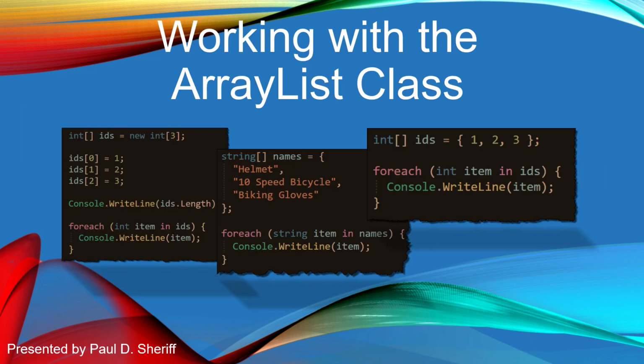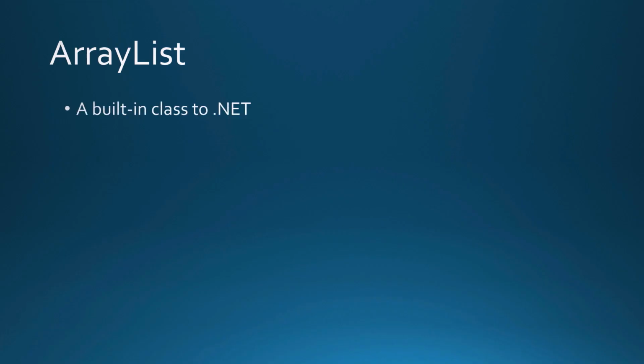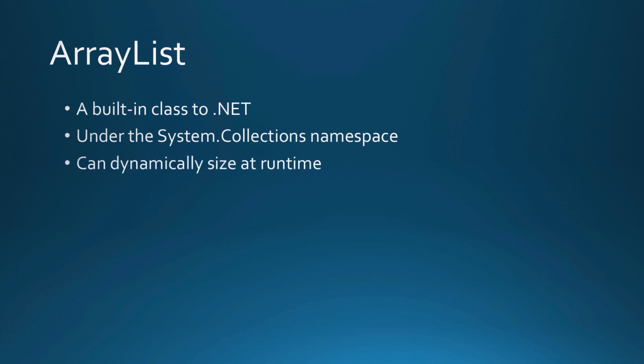This lesson is working with the ArrayList class. Now, an ArrayList is a built-in class in .NET. It's under the System.Collections namespace. We can dynamically size this one at runtime, which is kind of cool. Remember how hard it was to add and remove items from an array? Well, now we can dynamically size this, so that makes it very easy to add and remove elements.